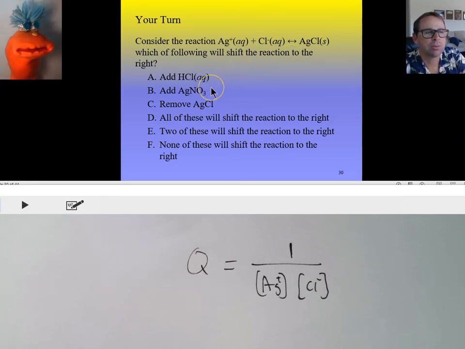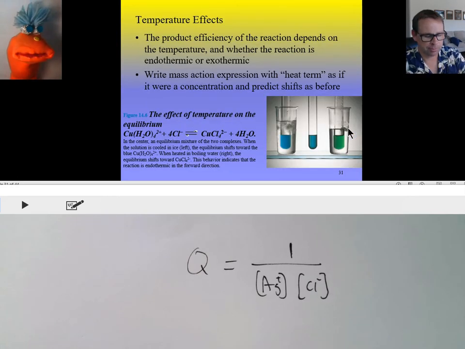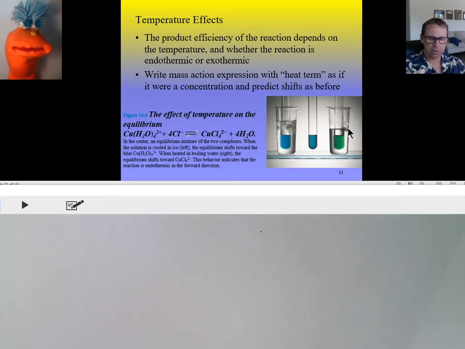So what about B? If you add silver nitrate, that'll make silver ion. That's right. This is a soluble compound in water. Therefore, both of these, adding these two, will shift it to the right. So we're going to say two of these will shift the reaction to the right.